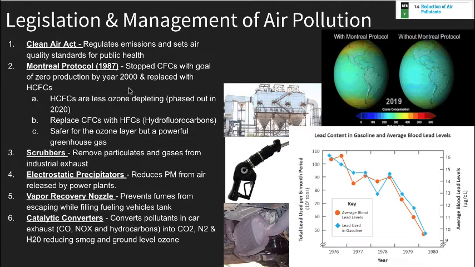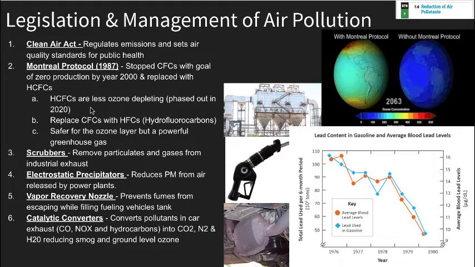The final bit is our reduction of air pollutants. There's a lot here. Understand that each one of these has their place in specific air pollutants and how we're trying to reduce them. First off, the Clean Air Act is something we put in as legislation in the United States, and there's been many amendments and revisions to it, but ultimately regulating emissions and setting air quality standards for public health is something that was addressed as a specific need, and that continues to update. Right now we have 6 criteria air pollutants primarily, but that can always change.